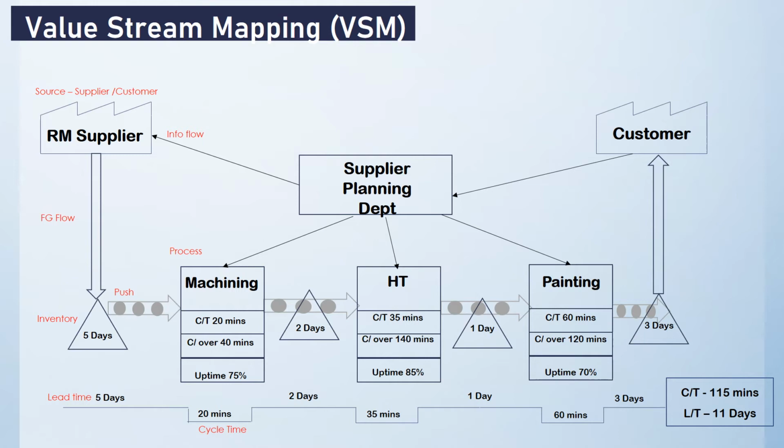Now first we will understand the information flow. The customer gives an order. That information flows to the supplier planning department. From there, that information is given to the RM supplier.